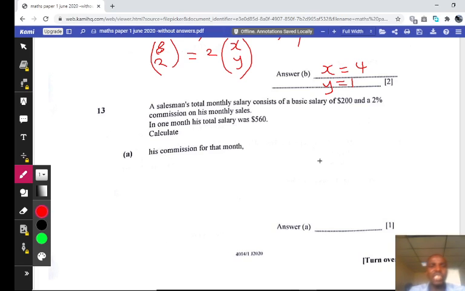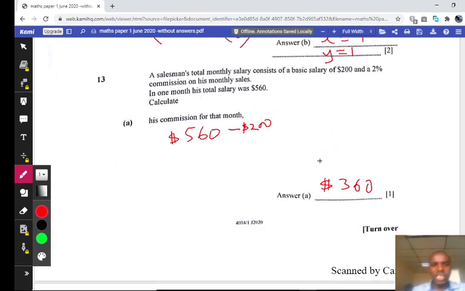Given that his total salary was $560 and his basic salary is $200, he was paid 2% commission. So how can you find the total commission paid? We just subtract the basic salary from the total salary paid: 560 minus 200. So his commission will be $360. This is the commission paid to this guy. Let's move on to the next question.